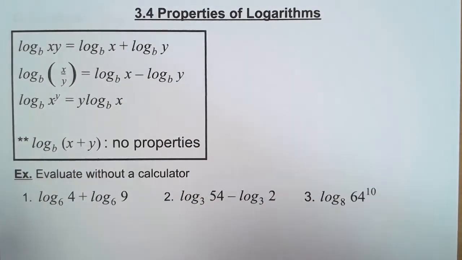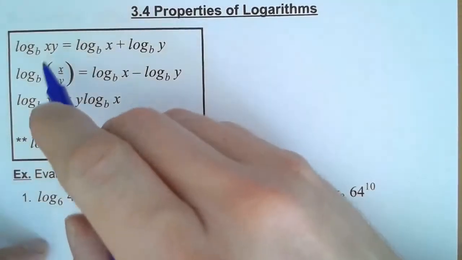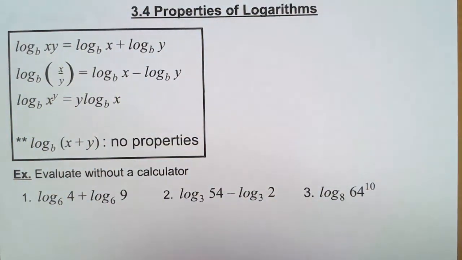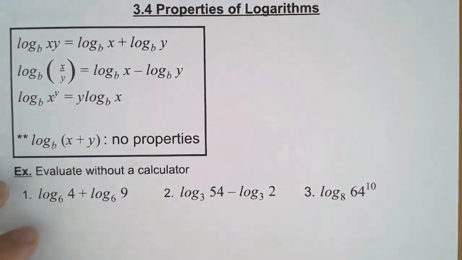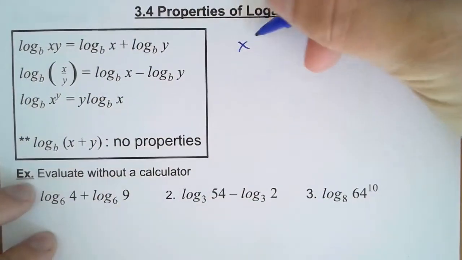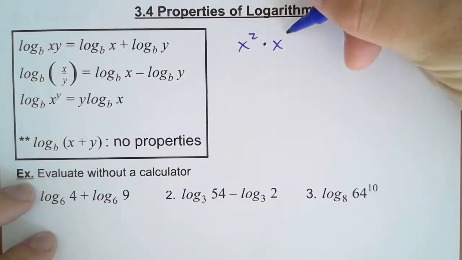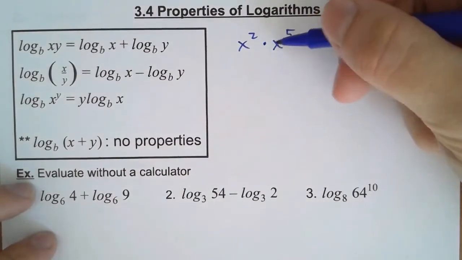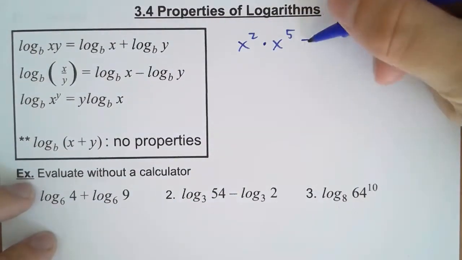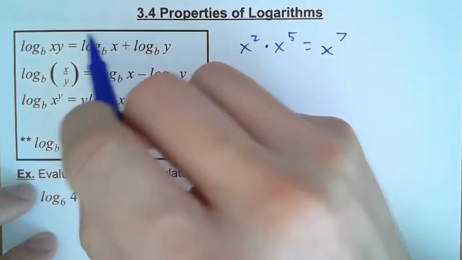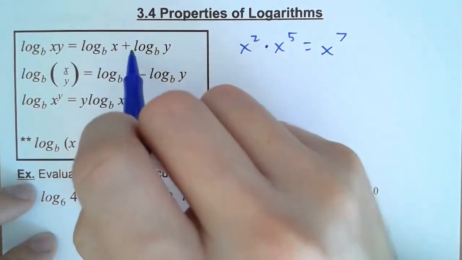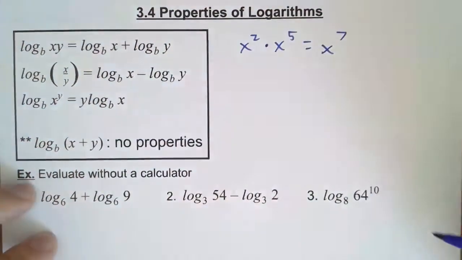You might wonder, well, where are all these properties coming from? How can multiplication turn into addition? Well, again, it's important to remember what a logarithm is. Logs are exponents. And so the properties of logs come from the properties of exponents. So if you think about x squared times x to the fifth, when you're multiplying, what do you do with the exponents? You add them. So when we're multiplying, we add the exponents, because again, logs are exponents. So we're adding two different exponents here.